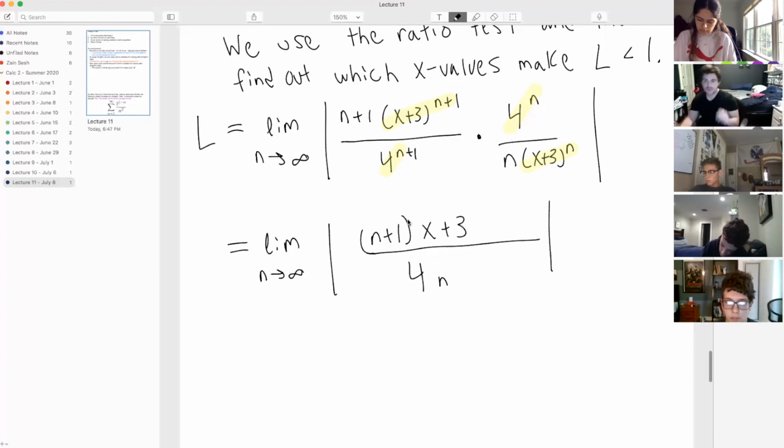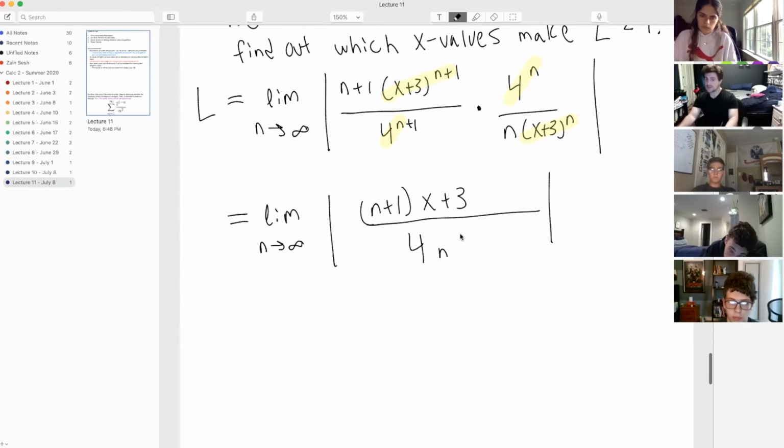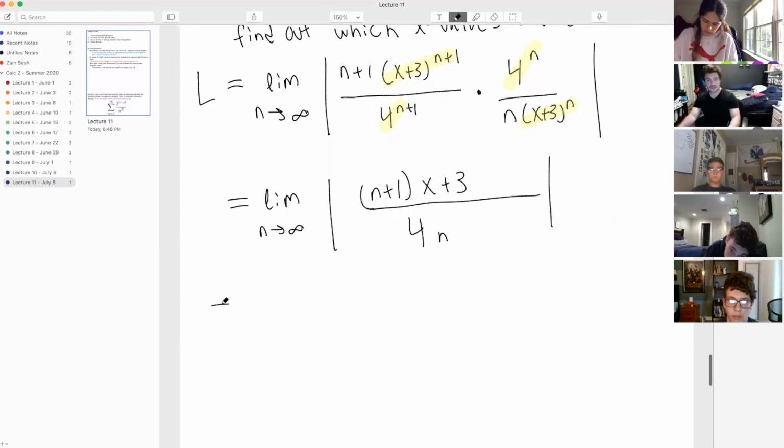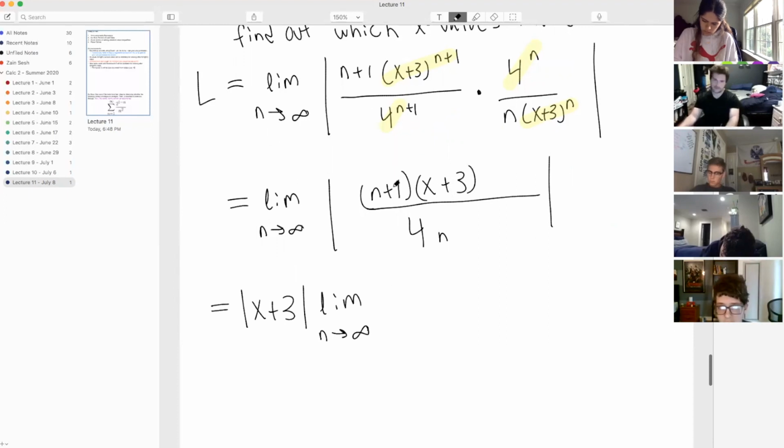Good. So after you do all of the power cancellations, it's a good idea to bring any terms involving x outside of the limit, because this limit has to do with n, and x has nothing to do with n. So let me rewrite this as I bring out the x plus 3. The x plus 3 can be factored outside of the limit since it does not depend on n.